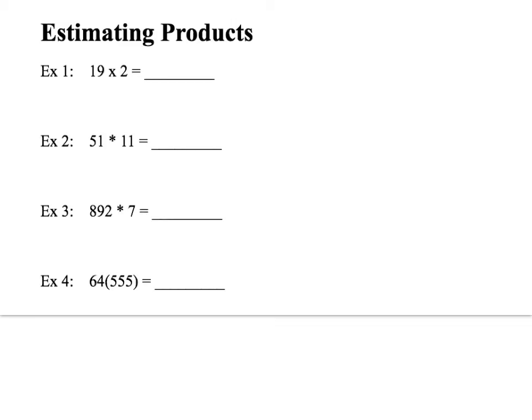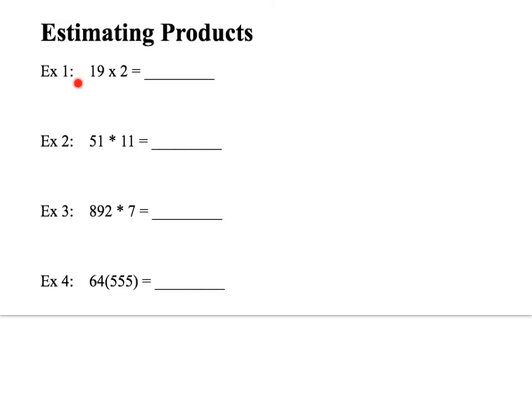Now let's apply this to estimating products. The idea behind estimating is to determine what the answer should be around. Approximately what would your answer be without actually solving the problem itself. There are many different ways to estimate. The way that we're going to use today is we're going to estimate by rounding using the pattern that we identified on the last slide.